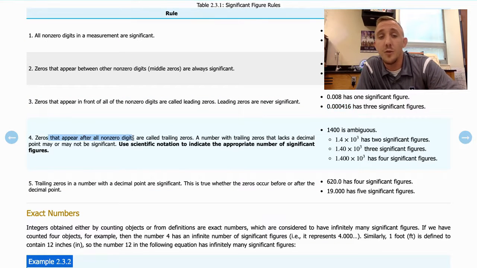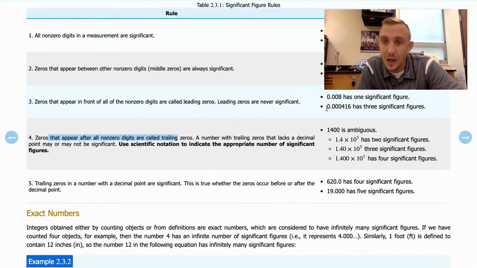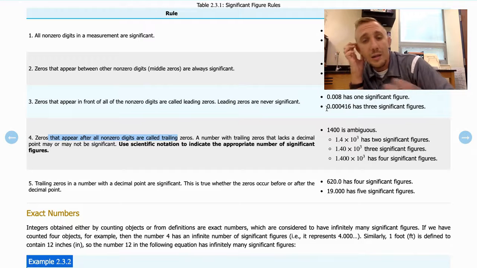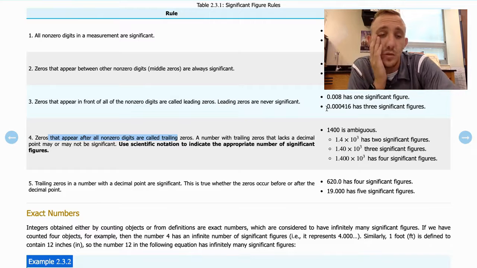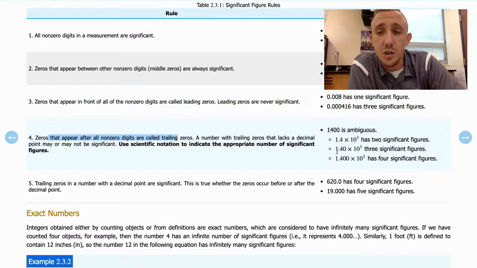Zeros that appear after all non-zero digits are called trailing zeros. So we have leading that come before, trailing obviously is going to come after. The number with trailing zeros that lack a decimal point may not be significant. Using scientific notation to indicate the appropriate number of significant figures. And we'll talk about scientific notation tomorrow. But I want you to ignore the times 10 to an exponent on every single one. We're just going to look at the numbers in front.